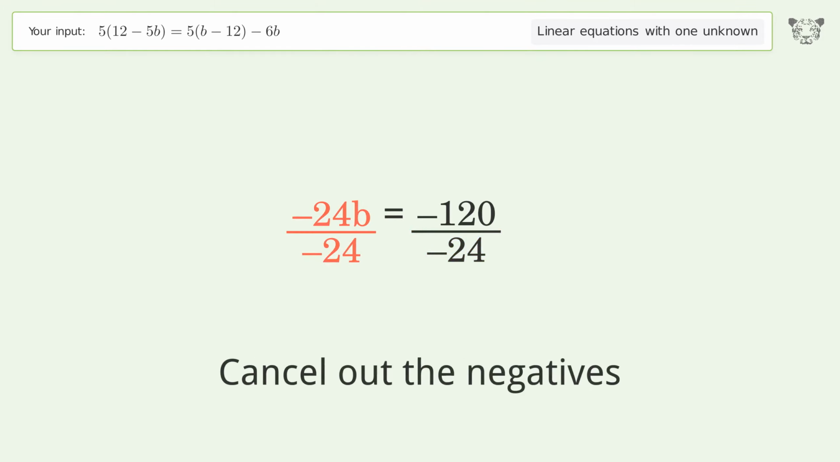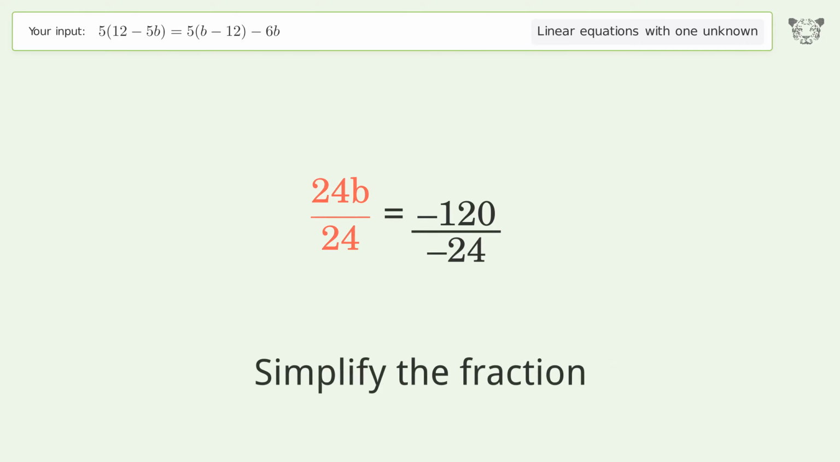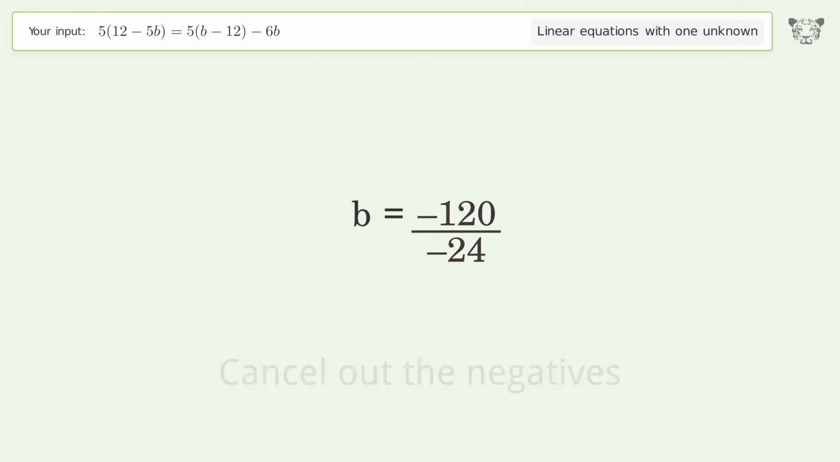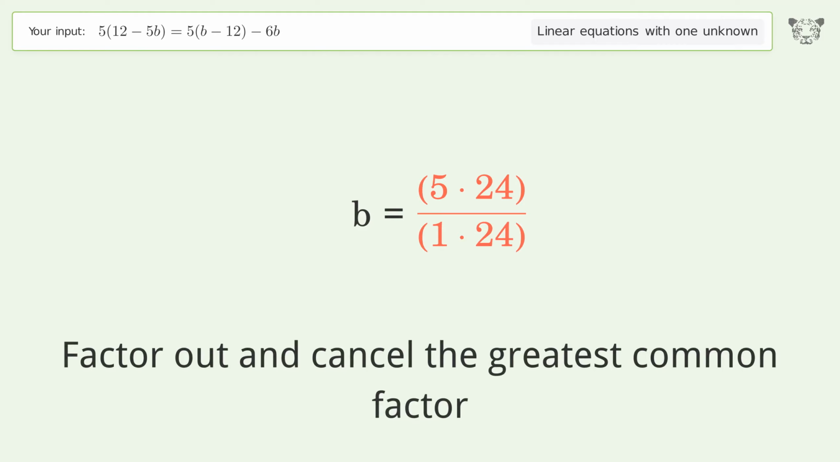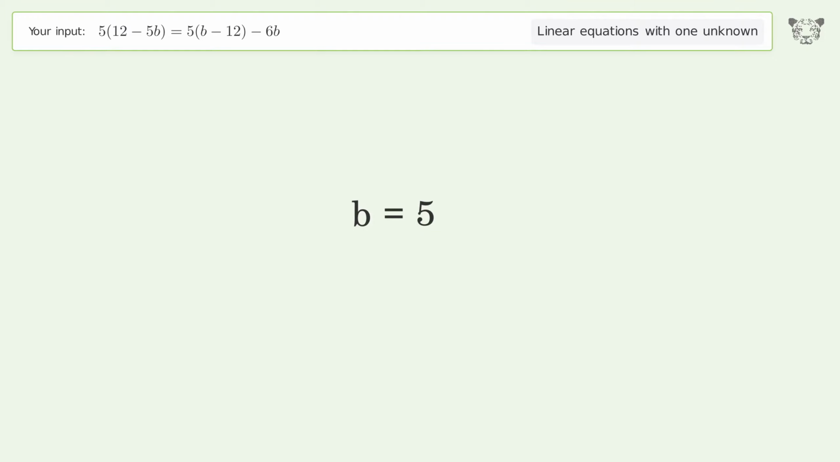Cancel out the negatives. Simplify the fraction. Cancel out the negatives. Find the greatest common factor of the numerator and denominator. Factor out and cancel the greatest common factor. And so the final result is b equals 5.